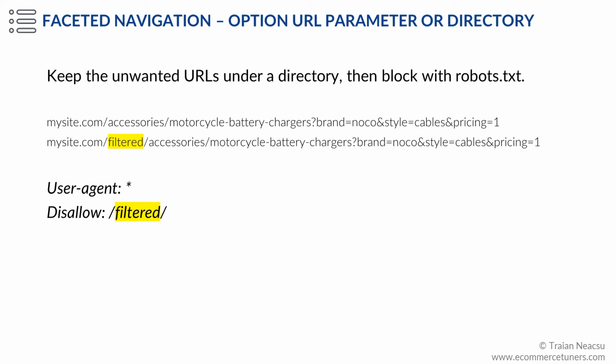The block directory approach requires putting the unwanted URLs under a directory, then blocking that directory in robots.txt. In our previous example, when the crawler checks one of the pricing options, place the filtering URL under the filtered directory. If your regular URL looks like this, when you control crawlers, the URL will include the filtered directory. If you want to block the URL, the robots.txt will contain the following.